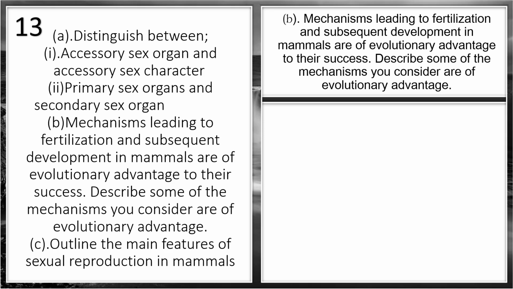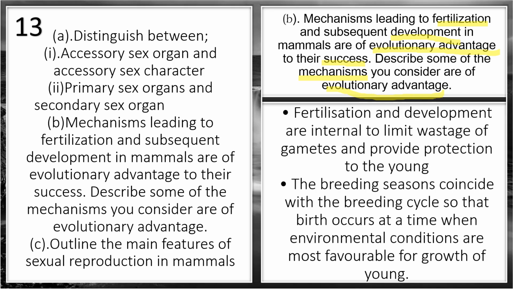Part B, mechanisms leading to fertilization and subsequent development in mammals are of evolutionary advantage to their success. Describe some of the mechanisms you consider are of evolutionary advantage. Fertilization and development are internal to limit wastage of gametes and provide protection to the young.